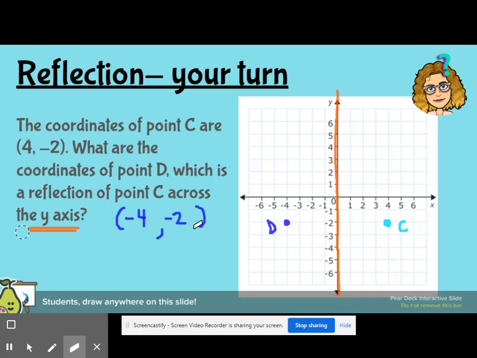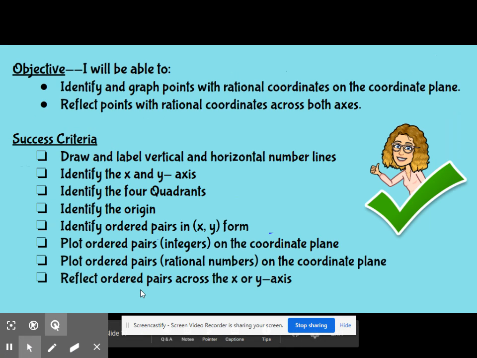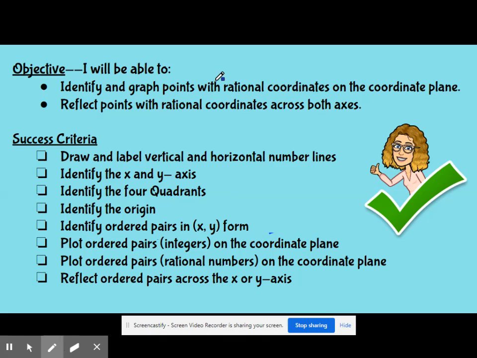Okay, so we have practiced our skills today. Good morning, Cornish. And we're going to go back through our checklist and make sure that we actually have covered everything we need to cover. So our goals are to identify and graph points with rational coordinates on the coordinate plane. Okay, we didn't do all rational numbers yet, but yeah, we did identify and graph points. And we reflected points across both axes, x and y.